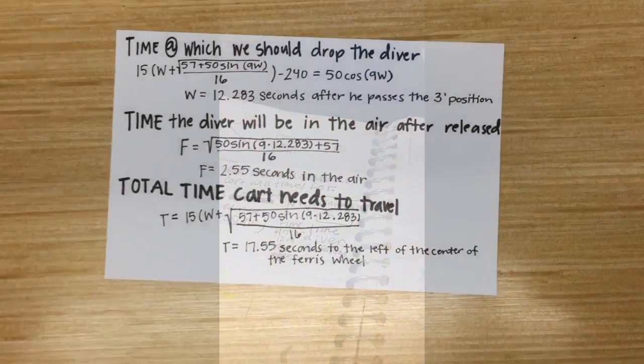If you plug in the time the diver is on the Ferris wheel for the w, it would give the horizontal x coordinate. The 50 is the radius, the 9 is angular speed, and the w is the time the diver is on the Ferris wheel, and the cart's traveling time is 50. 50 is the radius, as you can see right here. The 9 is the angular speed. 57 is actual height, and 16 and the square root is the amount of time it will take to reach the ground.